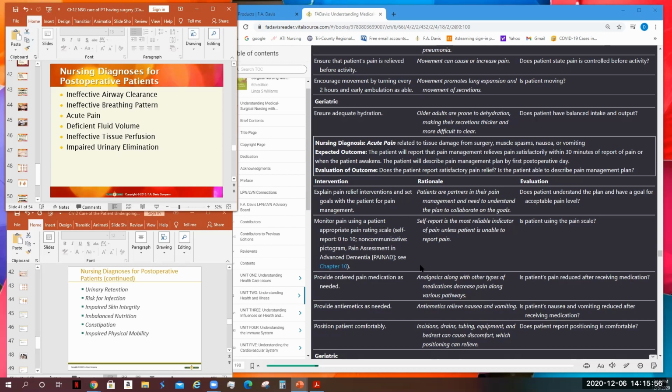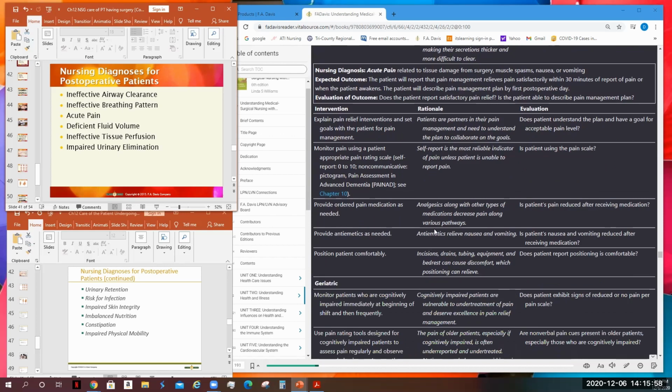Provide ordered pain medication as needed. Analgesics, along with other types of medications, decrease pain along various pathways. Is patient's pain reduced after receiving medication? Provide antiemetics as needed. Antiemetics relieve nausea and vomiting. Is patient's nausea and vomiting reduced after receiving medication?